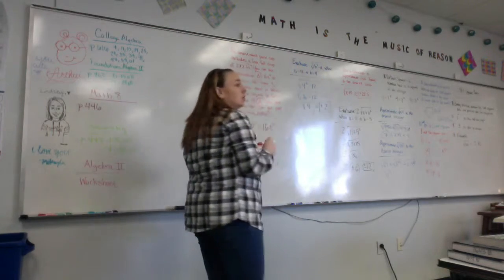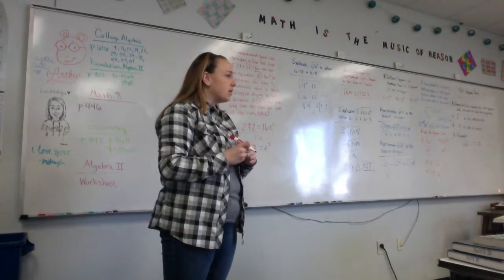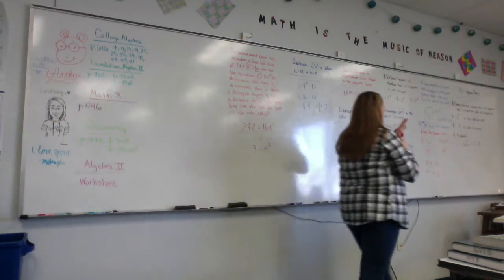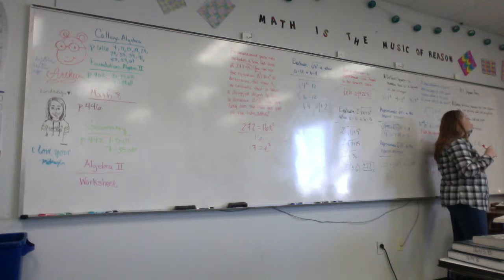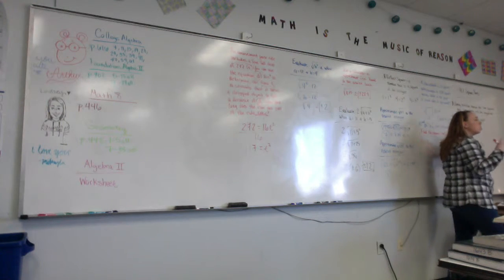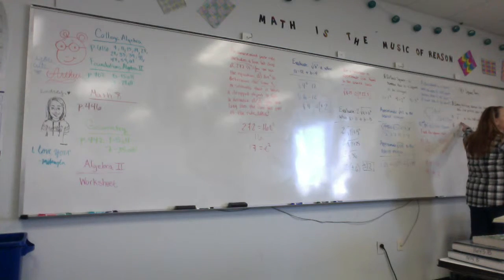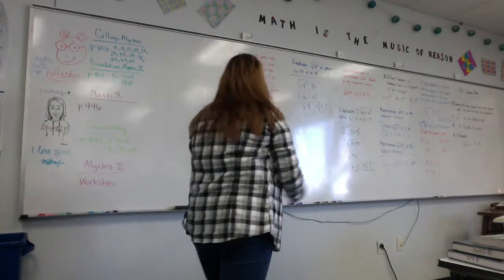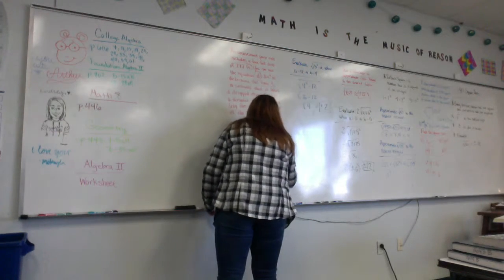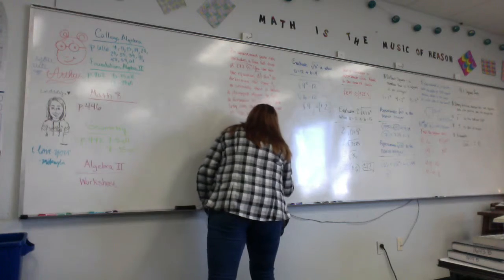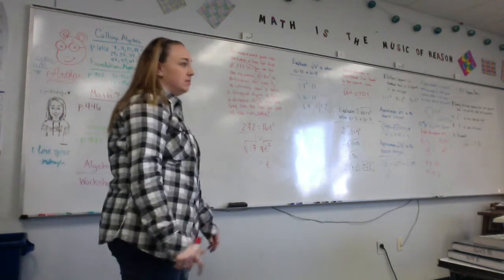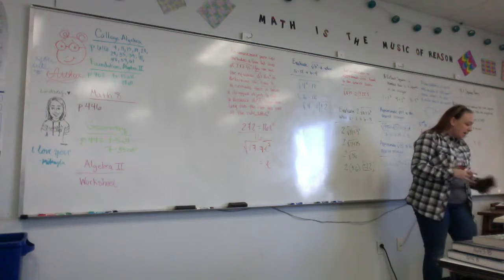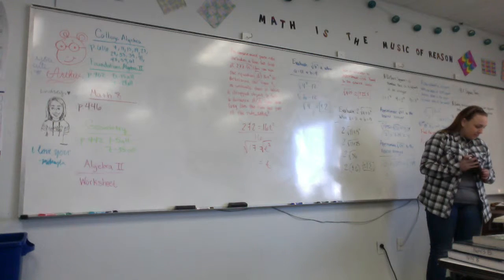Time out. How do I get rid of a square? What does this sign say when you read it? Radical, or what? Square root. So how do I get rid of a square? You take the square root. So I'm taking the square root of both sides. What is the square root of 17? That's going to be a decimal. You're going to need to do it in your calculator. Round to the tenths place.